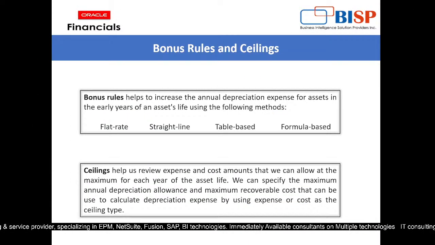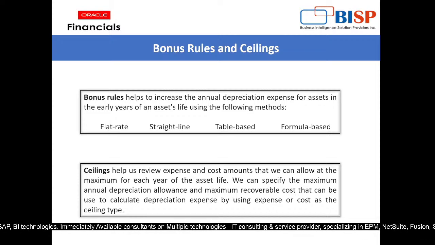the bonus rules and the ceilings. The bonus rule will help you to increase the annual depreciation expense for any asset in the earlier years of an asset life. And for that, we can use the flat rate, the straight line method, the table based, or the formula based method. Actually, bonus rules will enable you to depreciate the asset in the earlier year, means the depreciation expense will be more in the earlier year than those at the later stage of that asset.